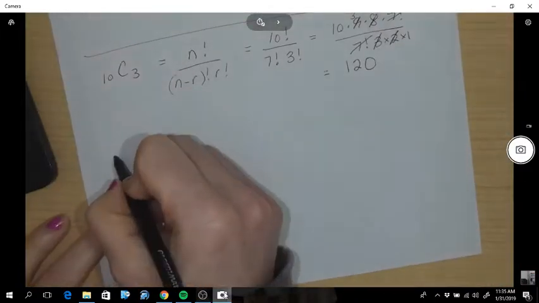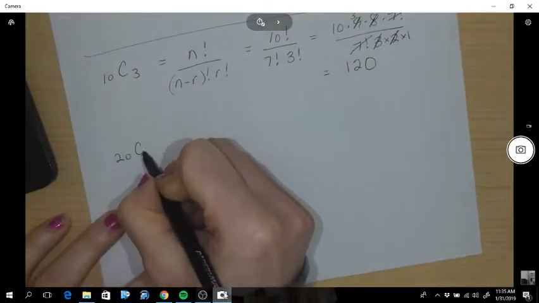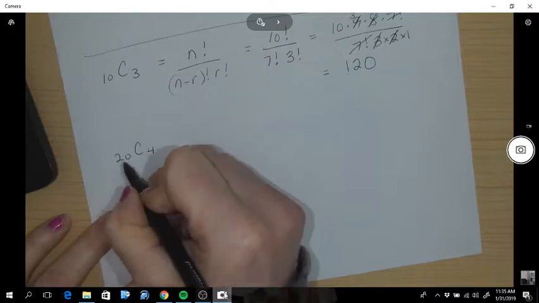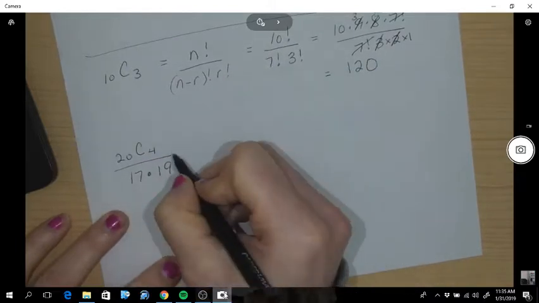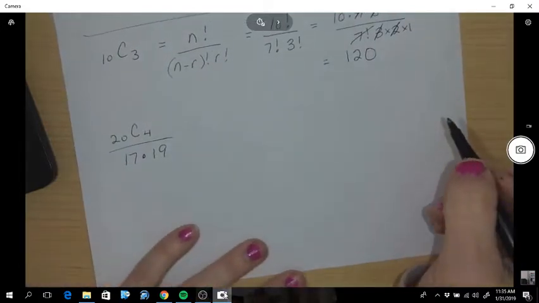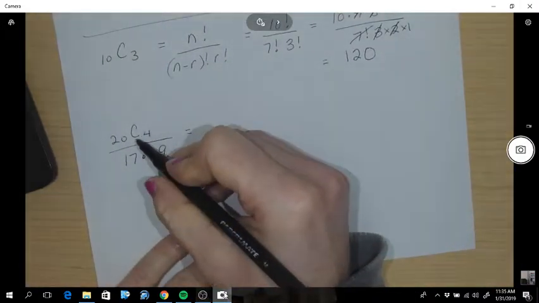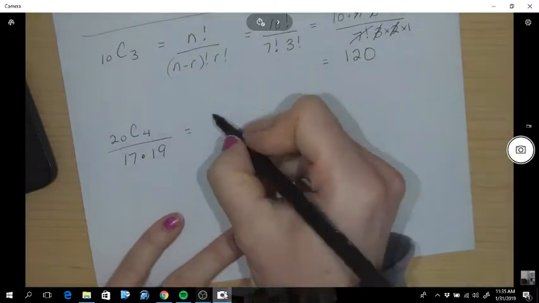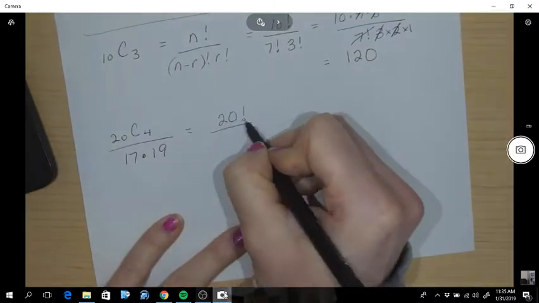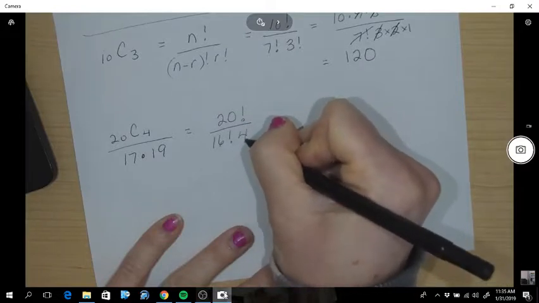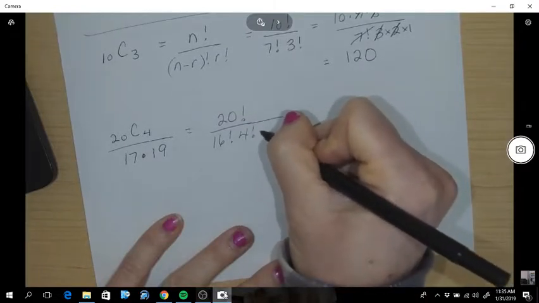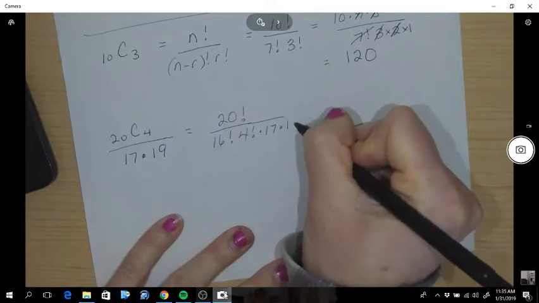Okay, what if I go 20C4 over 17 times 19? Can you figure that out? Okay, so 20C4 would be 20 factorial over 16 factorial, 4 factorial, and then we're timesing by a 17 and a 19.